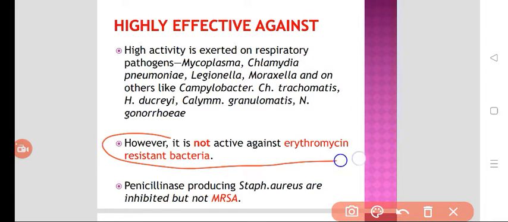This is the important thing you should know. It is not active against erythromycin resistant bacteria. Penicillinase producing Staph aureus are inhibited, but not MRSA. What they are trying to say is that penicillinase producing Staph aureus are inhibited, but methicillin resistant Staphylococcus aureus is not inhibited by azithromycin.